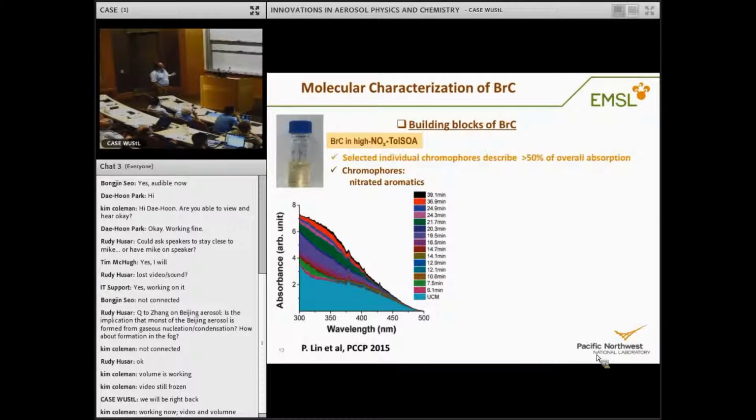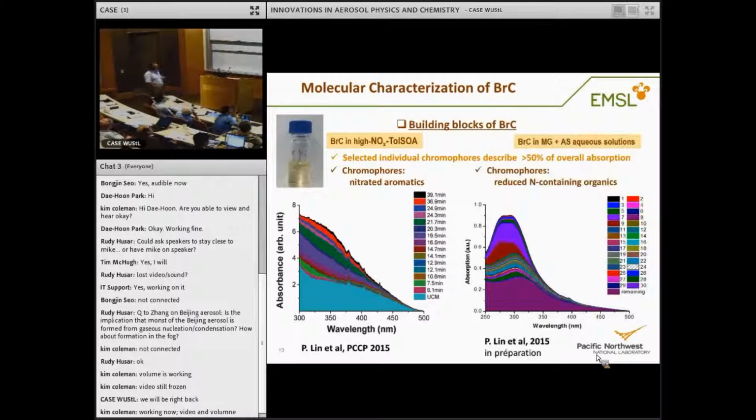So, the other system I was talking about, the brown carbon and toluene SOA. This is another example, the methyl glycol and ammonium sulfate brown carbon material. This is the material that is formed in the aqueous chemistry of methyl glycol. The same thing: a substantial portion of the light absorption by this material can be attributed to the absorption of selected chromophores.